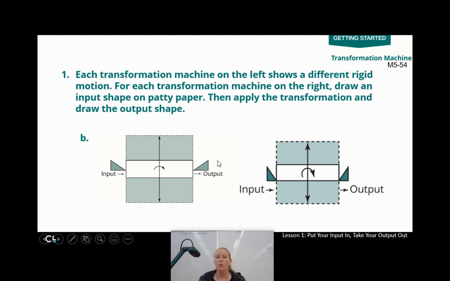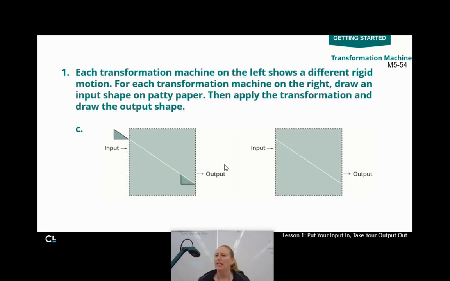And again, you may have totally used a different shape, and that's okay. But it looks like I flipped it, right? I just was like, whoa, a little mirror image there. How'd you do with part C?